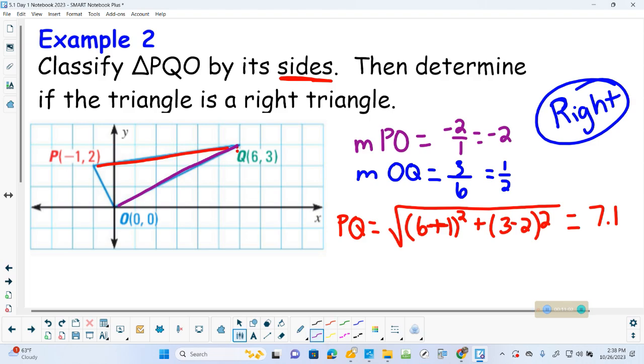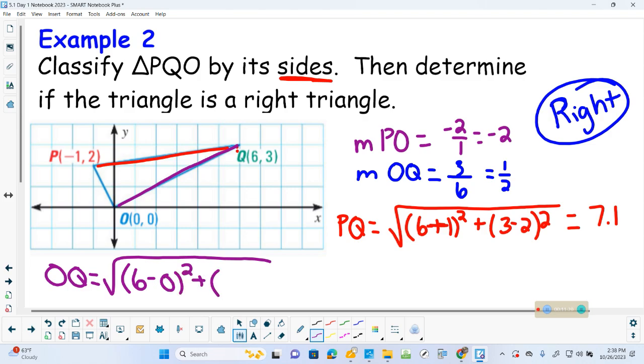So now, I know this is just the time-consuming one. We have to do the distance formula from O to Q and see if we get 7.1. I mean, they look kind of close. I don't know. Let's do it. So again, I'm going to do my x2 minus x1, so 6 minus 0, and I'm going to do my y2 minus y1, 3 minus 0 squared. Now, a course pro tip, do you really need the minus 0 here, people? No, let's just do 6 squared plus 3 squared. Less keystrokes, right?